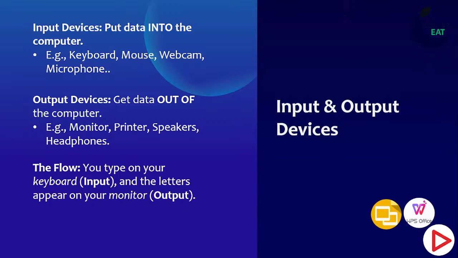Okay, now in simple terms, input is how you talk to the computer. Just get that. Input is how you talk to the computer, and output is how the computer talks back to you. So the flow is you put into the computer and the computer gives you back. So that's the input and the output devices.